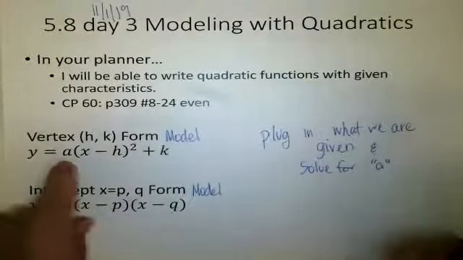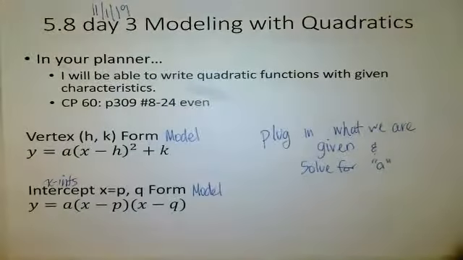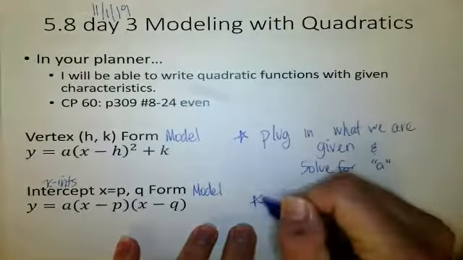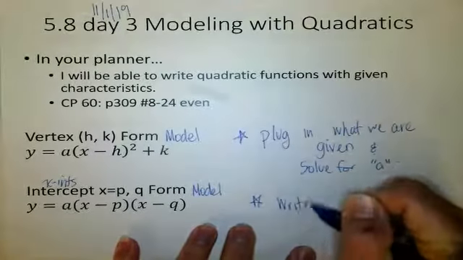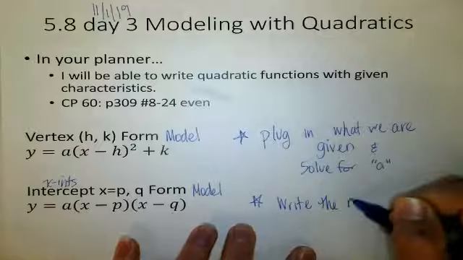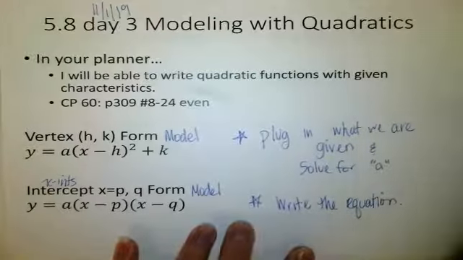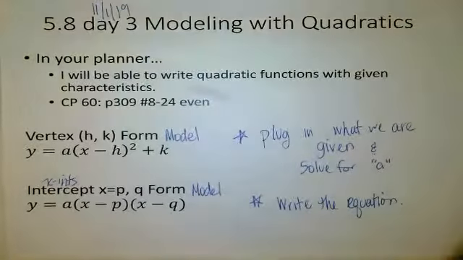The A is the thing we aren't going to know, and the A is the thing that we have to figure out. That's what we're starting up with, and then we're going to write the equation. So those are the two basic steps to modeling with quadratics, and it's based on what you're given.